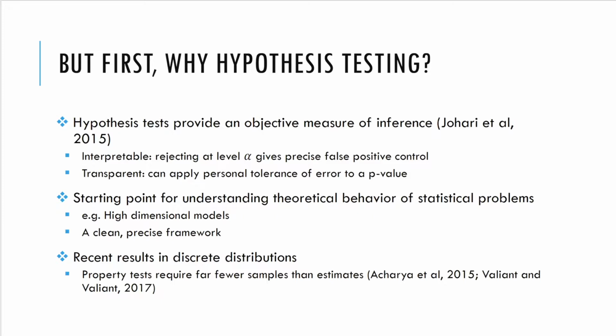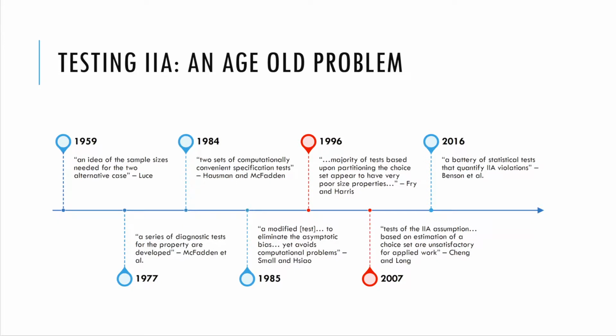So from a practical standpoint, if we can understand properly the testing problem, we can do it well before traditional sample requirements for estimation problems, and it could make it practically useful. This question of whether we could test IIA is actually a very old problem. Luce himself considered it in 1959 when looking at a simple two-alternative case. But over the years, there have been many formal proposals.